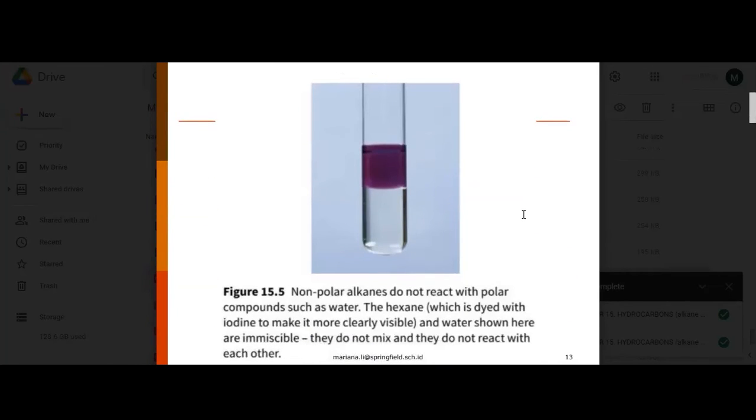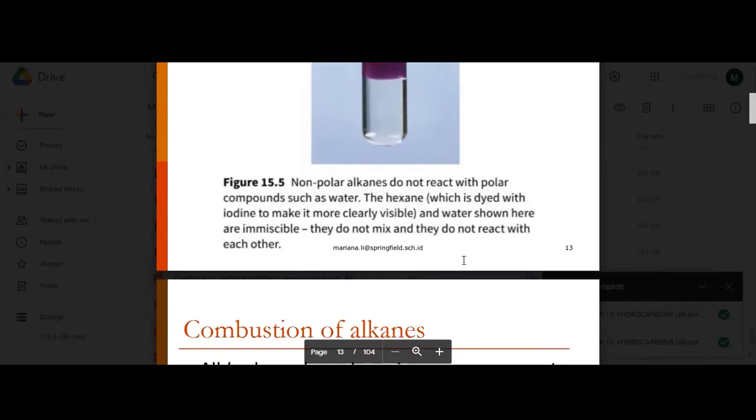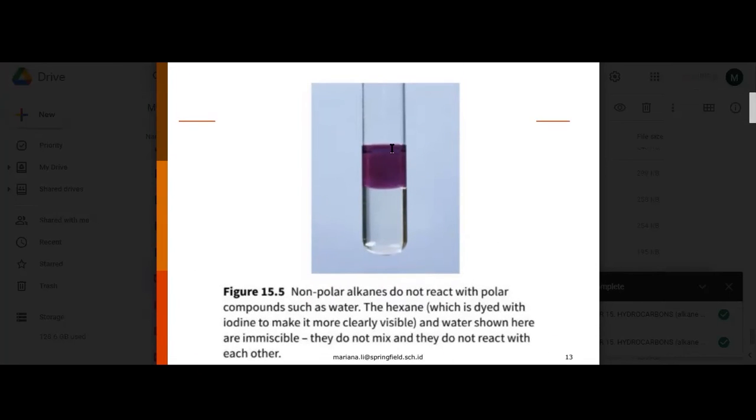Okay, and you know that alkene is a non-polar compound. That means alkene will not react with water, since it is non-polar. The hexane, which is dyed with iodine to make it clearly visible, sits at the top of the water since it has a lower density than water. They do not mix and they do not react with each other. So we call these two immiscible solvents, solvents that do not react with each other.